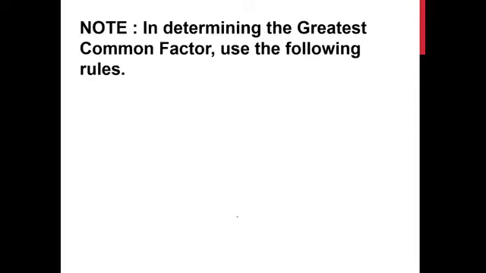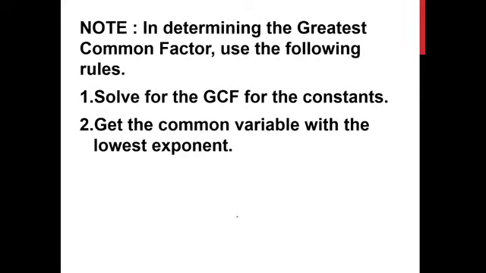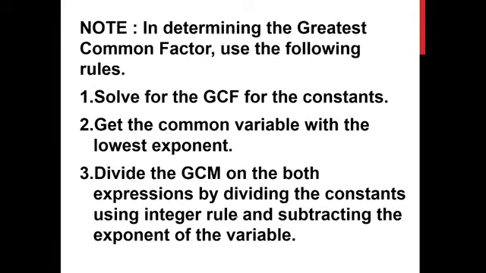Note, in determining the greatest common factor, use the following rules. Step 1, solve the GCF of the constants. Step 2, get the common variable with the lowest exponent. And step number 3, divide the GCF on both expressions by dividing the constants using the integer rule and subtracting the exponent of the variable. So that is the common monomial factoring.